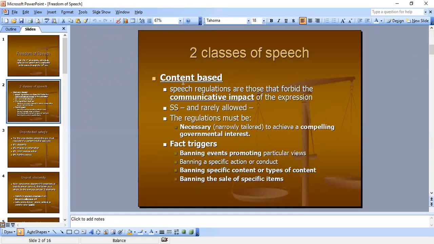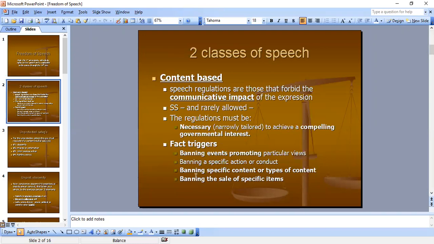There are two classes of speech. Content-based is the first one. Content-based speech regulations are those that forbid the communicative impact of the expression. So if you read an MBE or an essay and they're regulating the communicative impact of the speech, then we're going to do the content-based formula here, which is strict scrutiny, and it's rarely allowed, okay? We use strict scrutiny, which means the regulation must be necessary, which is narrowly tailored to achieve a compelling governmental interest. Those are your elements.